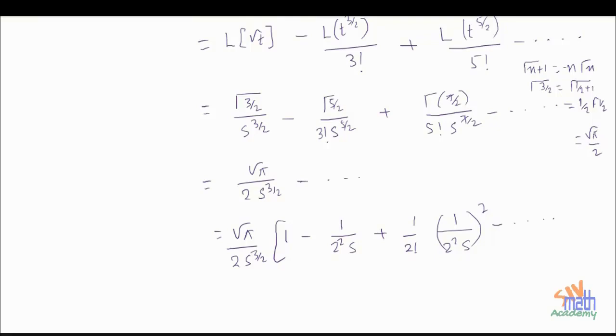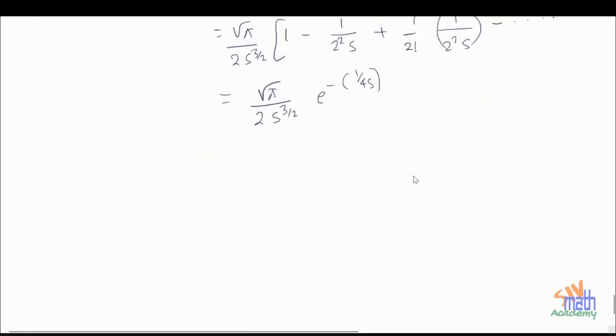So finally you can write it as root pi upon 2 times s power 3 by 2 multiplied by e power minus 1 by 4s. You can write it like this. So this is the expression you are getting for L of sine root t. Okay, but the problem is not over. You are asked to find out L of cos root t, right? It is nothing but cos root t is what?